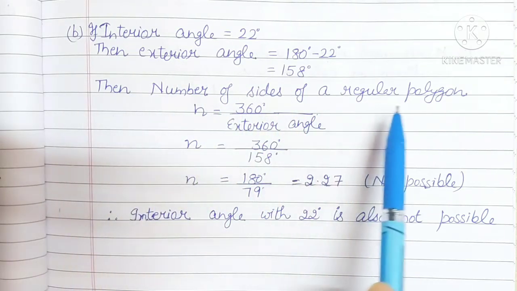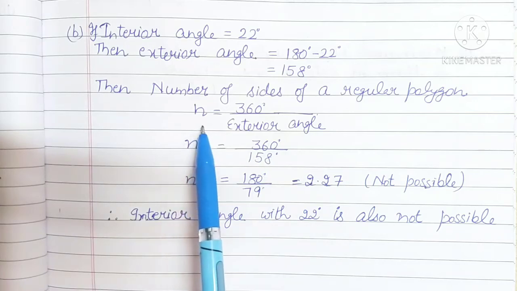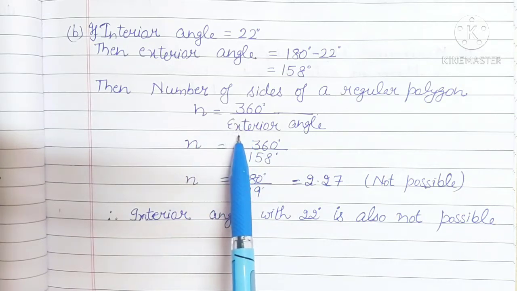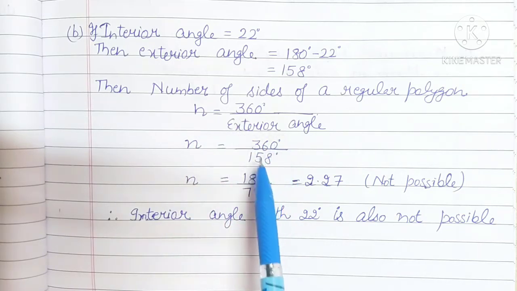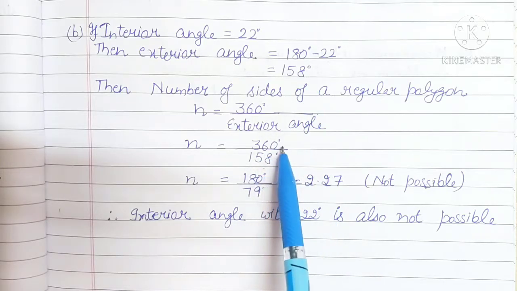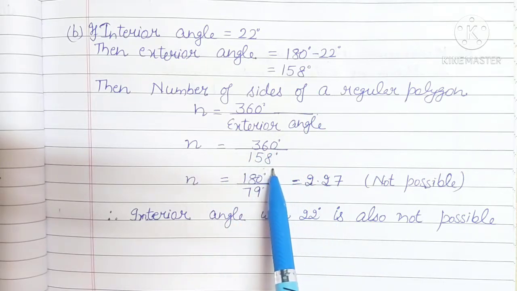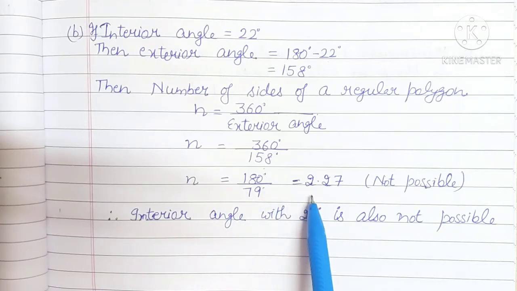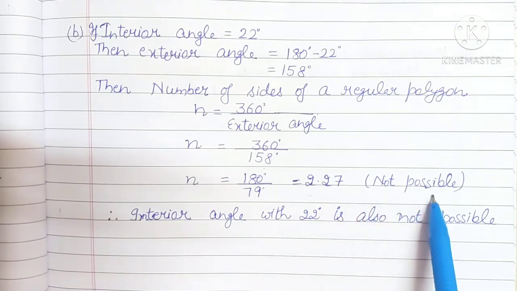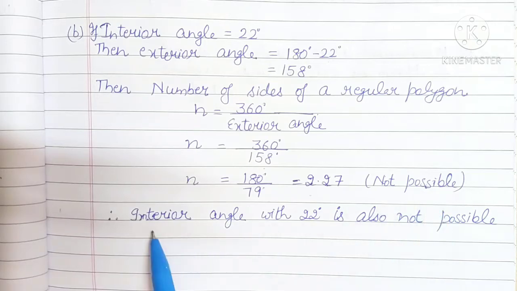So I will find the number of sides, and it will be 360 degrees divided by the exterior angle. Here the exterior angle is 158. It means the number of sides is 360 upon 158. That is again a decimal, that is 2.27. That is again not possible. It means an interior angle of 22 degrees is also not possible.